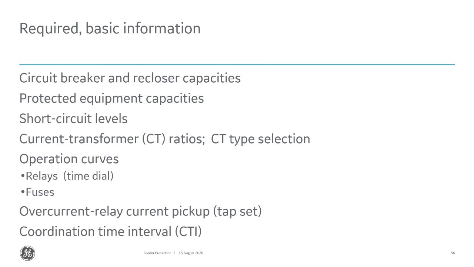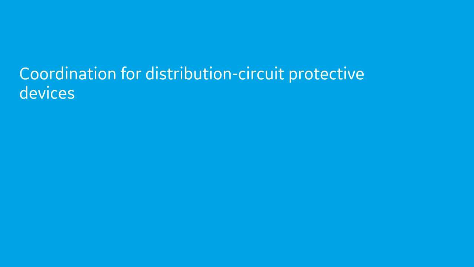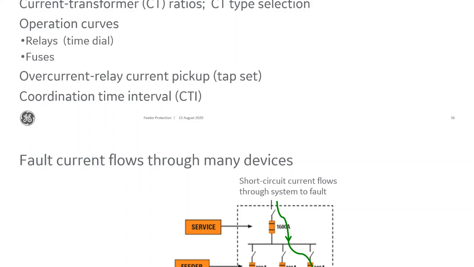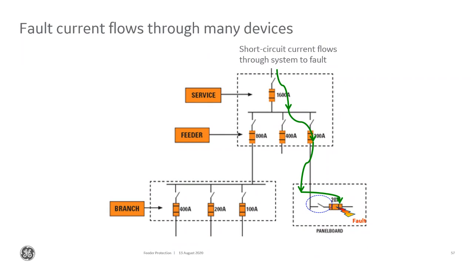Coordinating distribution circuit protection devices. We talked a little bit about coordination and what it gives you: selectivity. We talked about some of the problems with coordination. If you stack too much, you're going to have high clearing times. This section is really talking about how we coordinate, and what goes into determining coordination settings.